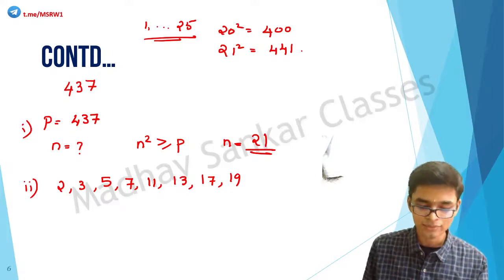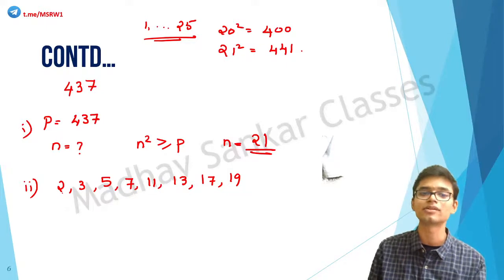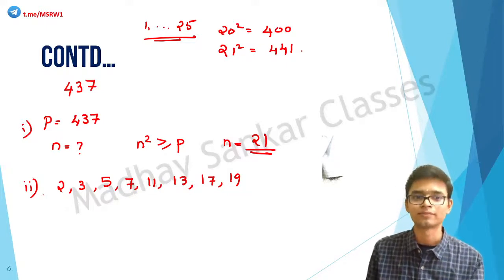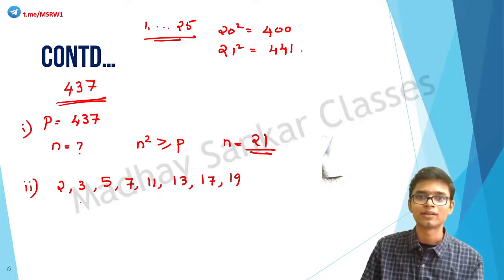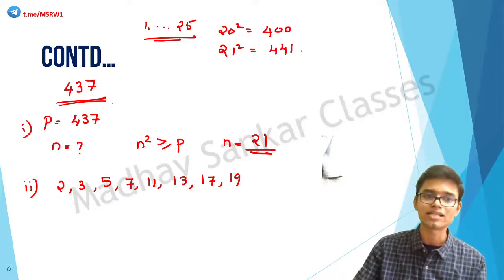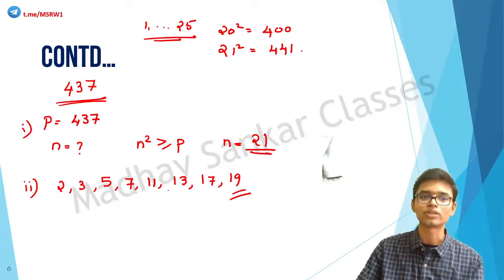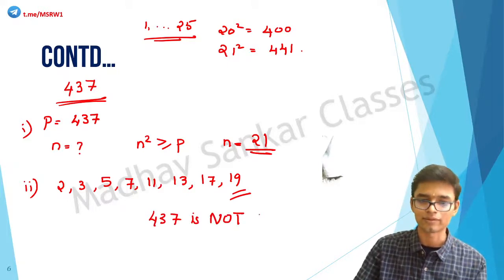Correct? Did I miss anything? 2, 3, 5, 7, 11, 13, 17, 19. Okay, these are the prime numbers less than 21. Now we have to check whether 437 is divisible by any of these numbers. You can check it yourself, but actually 437 is divisible by 19. Okay, 437 is perfectly divisible by 19, and therefore 437 is not a prime number.